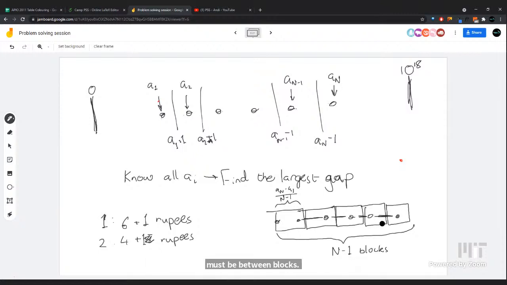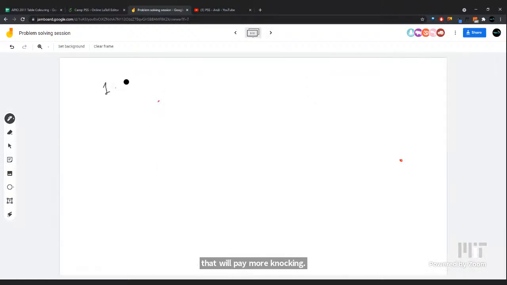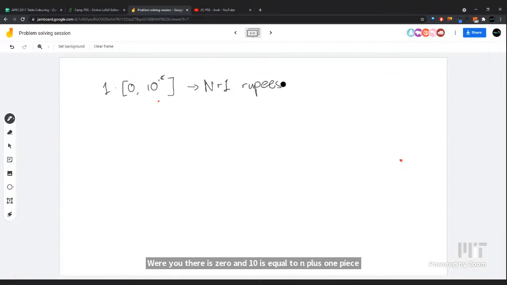But we need to prove that we will pay less than 300 rupees, which is not at all clear. It seems kind of probabilistic. So how do we prove that we'll not pay more than that? Okay, so the first query, where you query 0 and 10 to the 18, costs n plus 1 rupees.